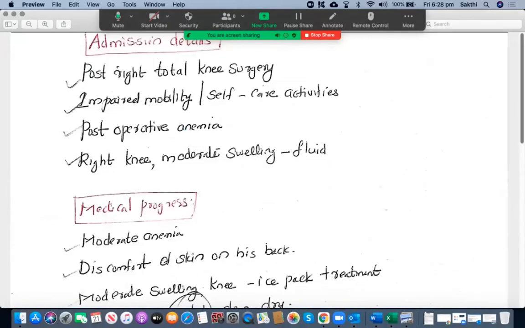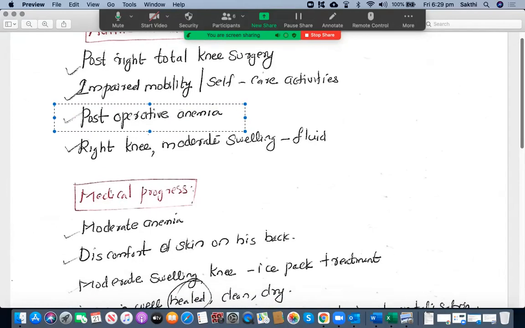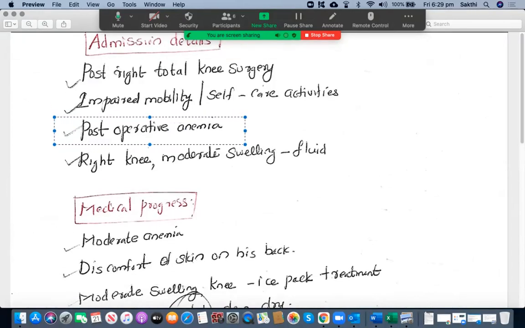Okay, admission details, post right total knee surgery. Okay, impaired mobility, self-care activities, post-operative anemia. Anemia is not needed, but you didn't include this, right? No, I think I didn't. Okay, yeah, that's not relevant, because this is for the physiotherapist. Yeah, that's right. This one is okay. Right knee, moderate swelling, fluid. That's okay.